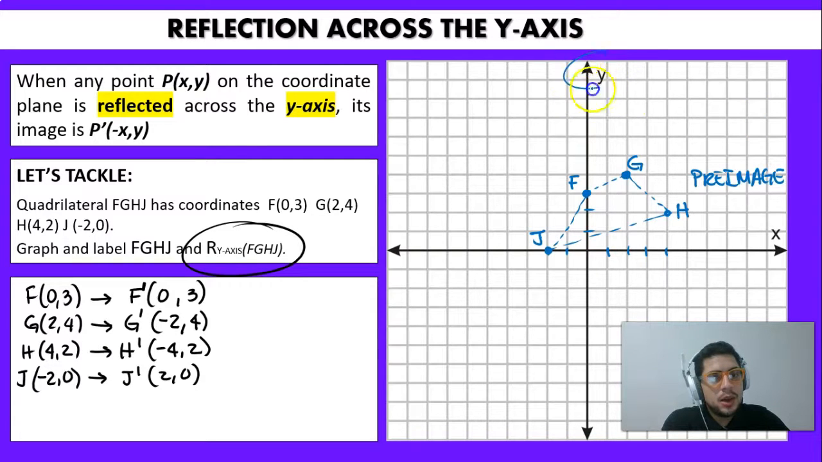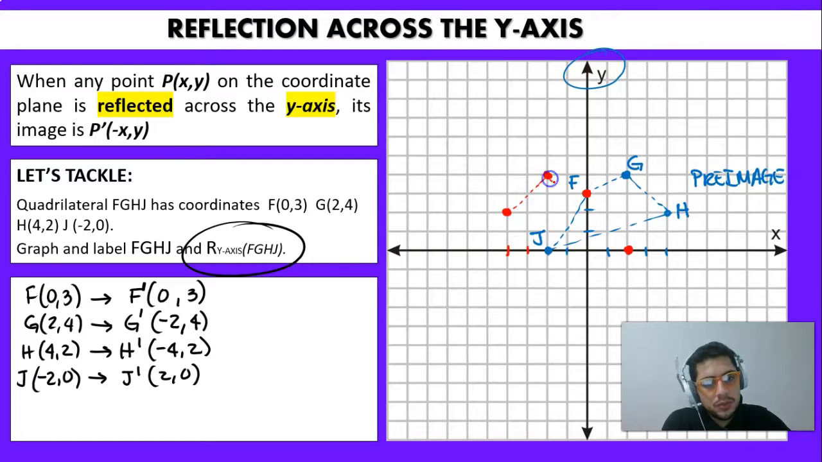So as you can see, we have what we call the pre-image before the reflection, and it's going to be reflected across the y-axis. So let's look at the image. As you can tell, the image is going to have the same value for F. The value for G is going to be -2, and then 4 is going to be here. We're going to have a value of -4 and 2. And our value of J is now going to be (2, 0), right?